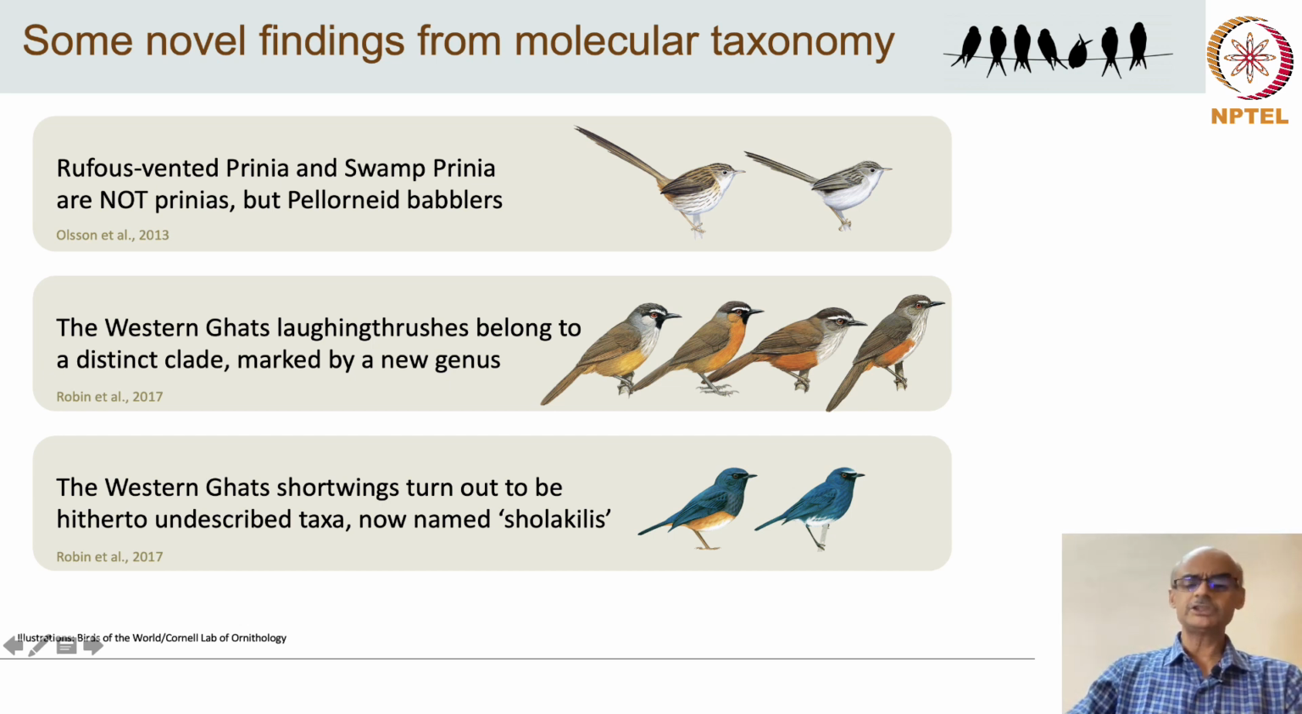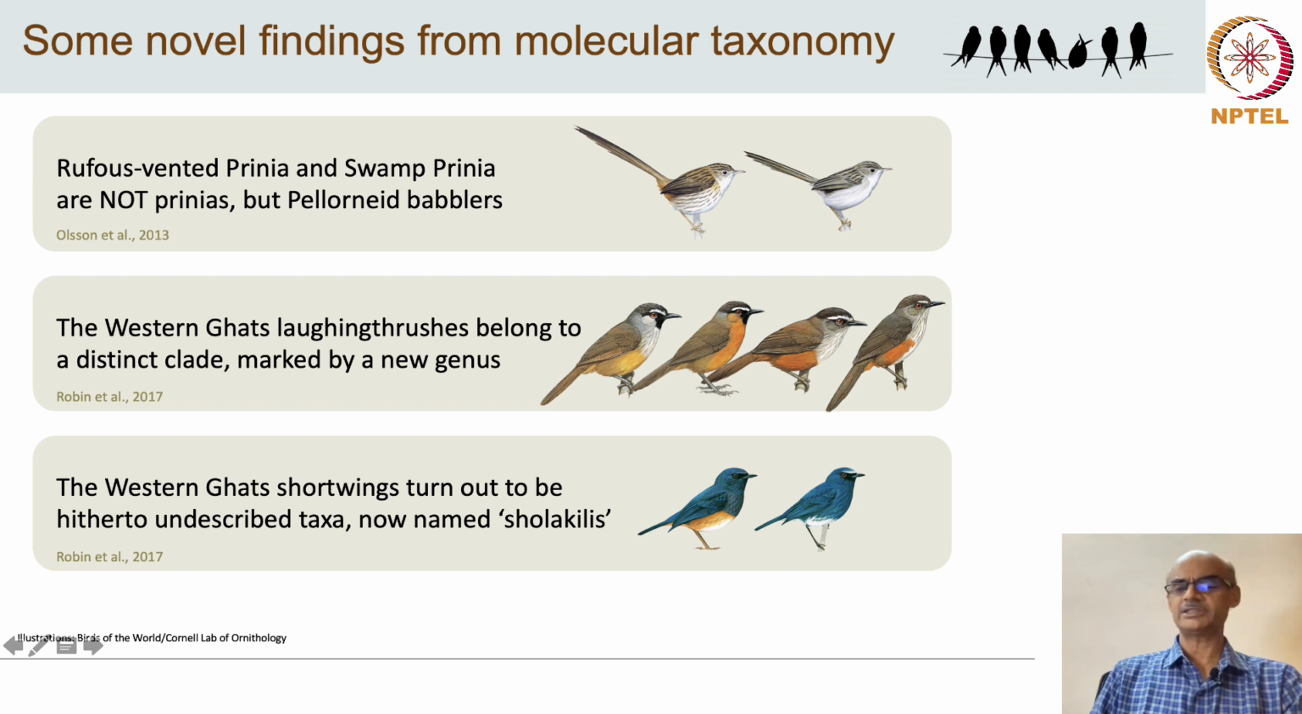So these shortwings are quite common along the eastern Himalaya. There are 5 to 6 species of shortwings along the Himalayas, and there were 2 in the Western Ghats. But Rasmussen, when she studied the skins and vocalizations, tentatively put the shortwings under robins, blue robins. So when our Indian ornithologist Robin and his team did the molecular phylogeny, they found that actually Western Ghats shortwings are completely unique and hitherto undescribed taxa.